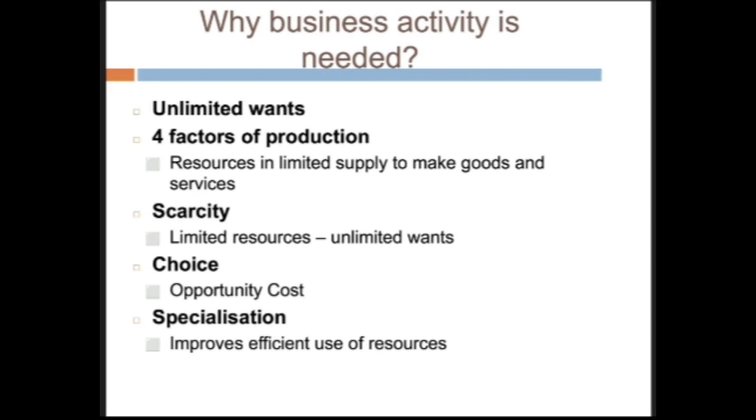Why is business activity needed? Because we have unlimited wants. So we come with the four factors of production; resources are limited to make goods and services, which creates scarcity. Limited resources minus unlimited wants is called scarcity. Then we come to choice. Opportunity cost is to lose something, because we lose if we make a choice between two best possible options. Specialization improves efficient use of resources.